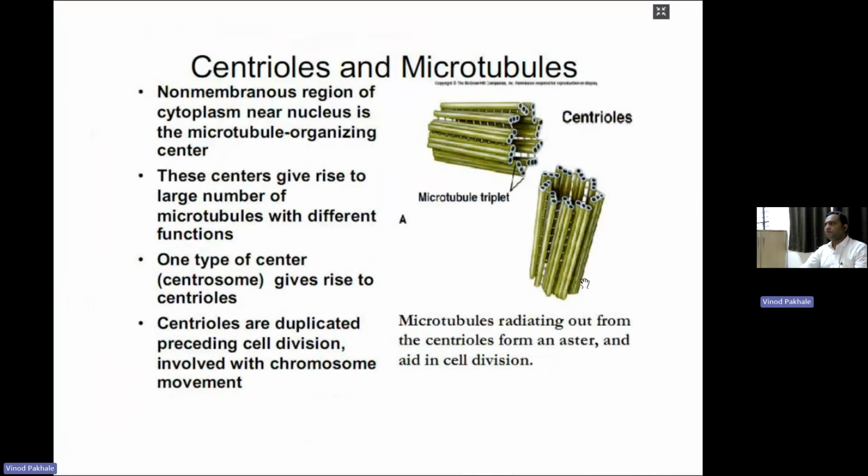So these are nothing but the non-membranous region of cytoplasm near the nucleus, which is the microtubule organizing center. And in the previous diagram of cytoskeleton, you also saw this microtubule, which acts as a connecting media for the organelles and cell components. So these centers give rise to a large number of microtubules with a variety of functions. Okay, this also leads to the centrioles, and these centrioles help in cell division and other processes, with chromosome movement and all other aspects.